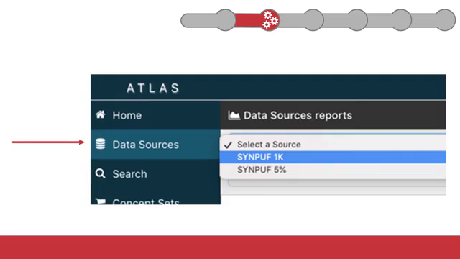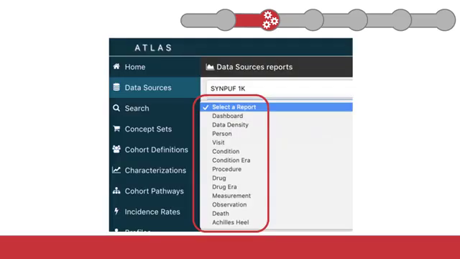We will use the SynPUF 1K dataset in our examples. Feel free to run the tool against the SynPUF 5% dataset. Since the Achilles data quality measures are pre-computed, there is no speed penalty for using the larger 5% dataset. After selecting the SynPUF 1K dataset, we can now select one of many reports or data visualizations available via the Achilles web that is using the results of the Achilles pre-computed data quality measures and the Achilles Heel data quality rules.